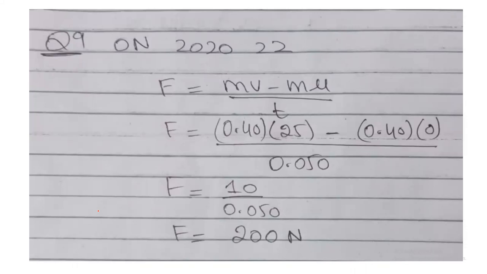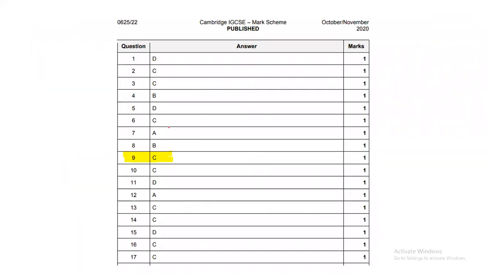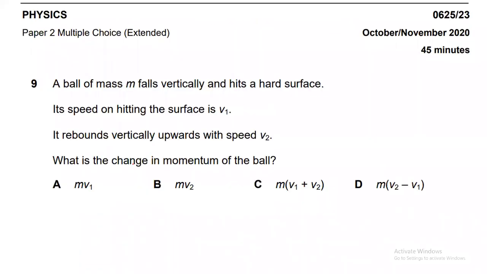So F is equal to the change in the momentum divided by time. So F equals 0.40 multiplied by 25 minus 0.40 into 0, and the whole thing divided by 0.050. So F will be equal to 10 divided by 0.050. So F will be equal to 200 Newton. So question number 9, C is the right option.